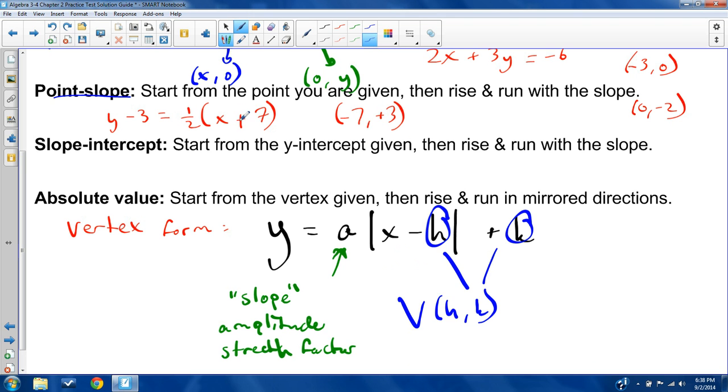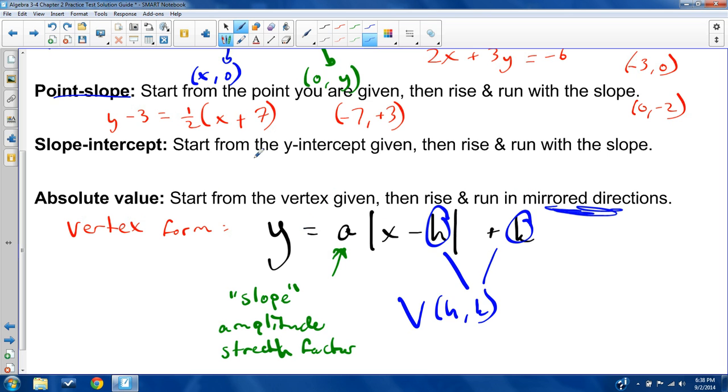We put this into there. So there's your vertex. Your stretch factor is like your slope. So if this was 2, it would be up 2 over 1, up 2 over 1. So graphing it, you start from your vertex, and then you rise over run in mirrored directions. I'll show you what that means when we do graphs, because we're going to have 5 of them.